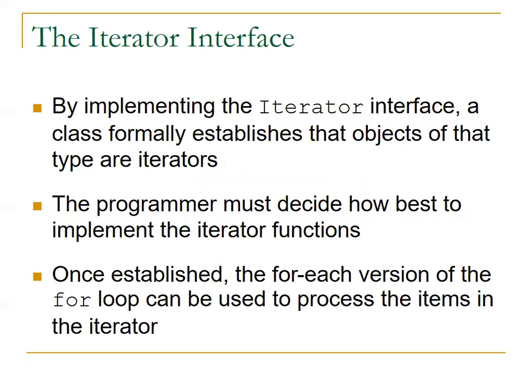Okay, by implementing the iterator interface, a class formally establishes that objects of that type are iterators. So whatever the kind of implementation, on the basis of that we can use the iterator methods hasNext, next, and remove. The programmer must decide how best to implement the iterator function.